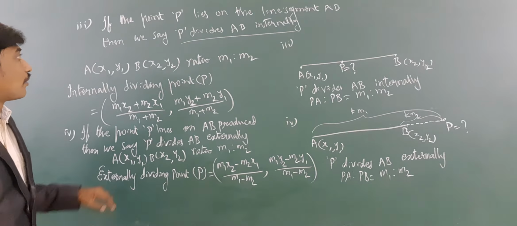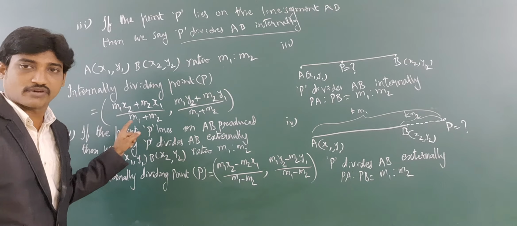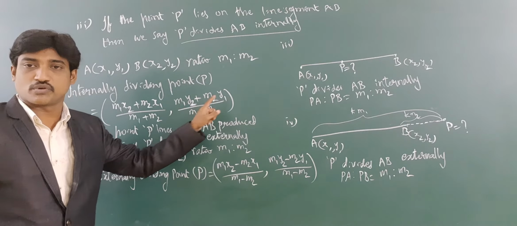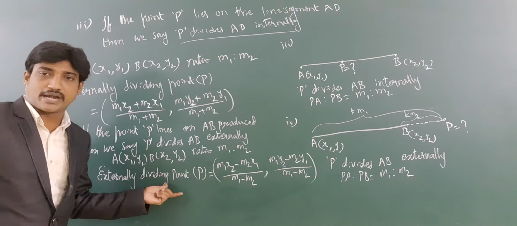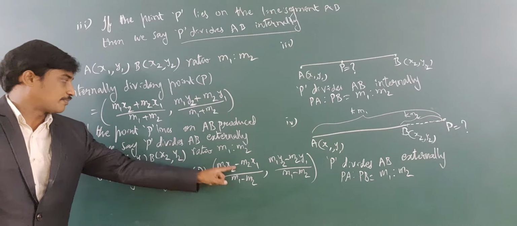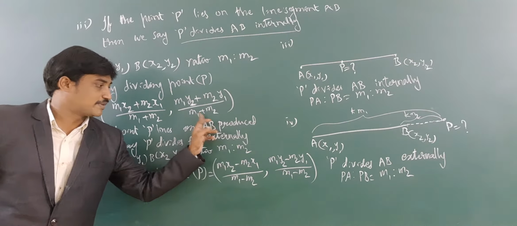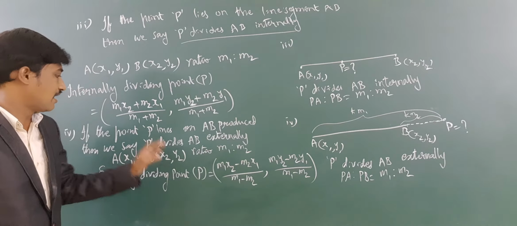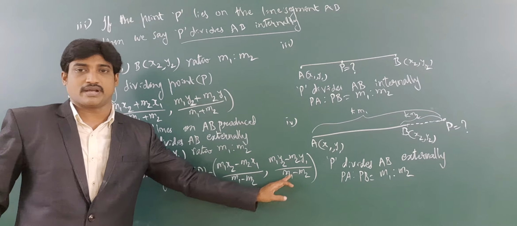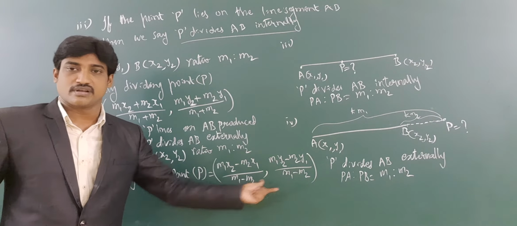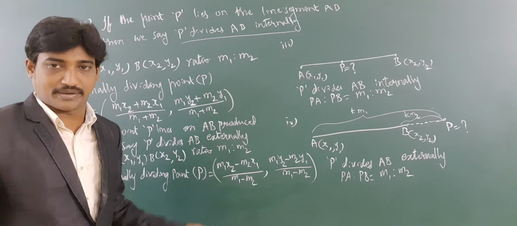So we have the internally dividing point formula: (m1 x2 plus m2 x1 by m1 plus m2, comma m1 y2 plus m2 y1 by m1 plus m2). In case of externally dividing, the plus is replaced by minus. That means (m1 x2 minus m2 x1 by m1 minus m2, m1 y2 minus m2 y1 by m1 minus m2). These coordinates are for the externally dividing point.